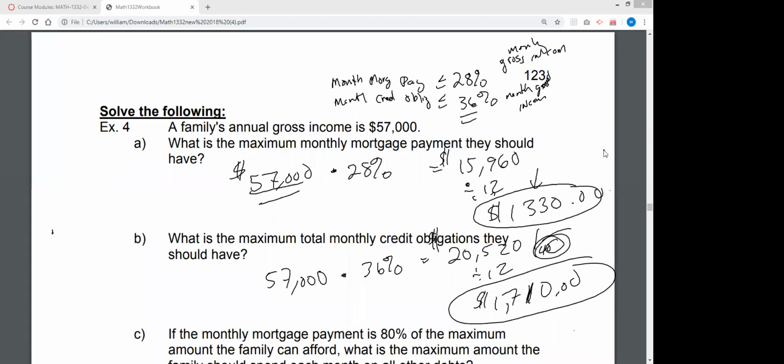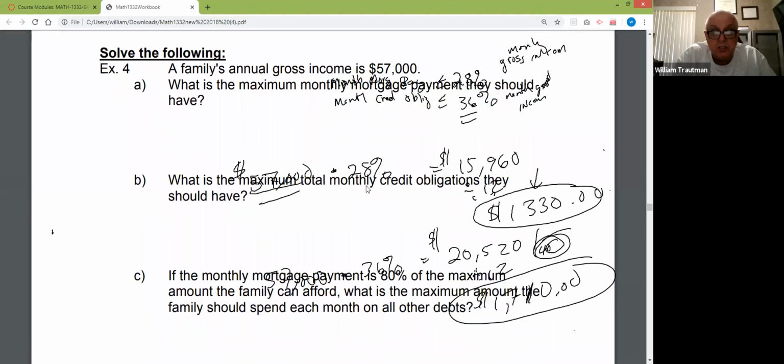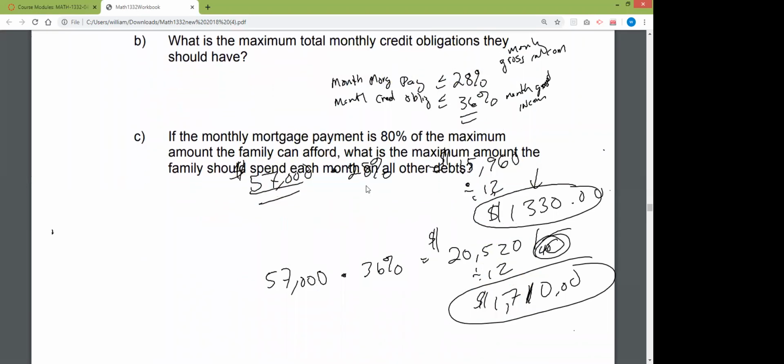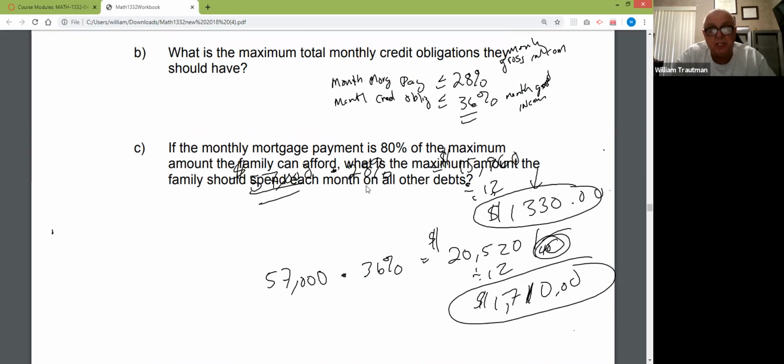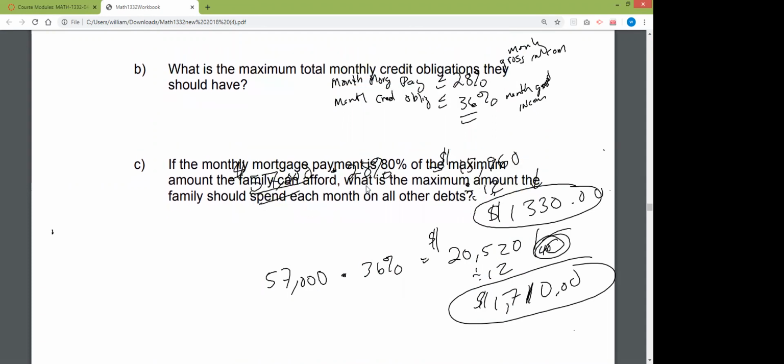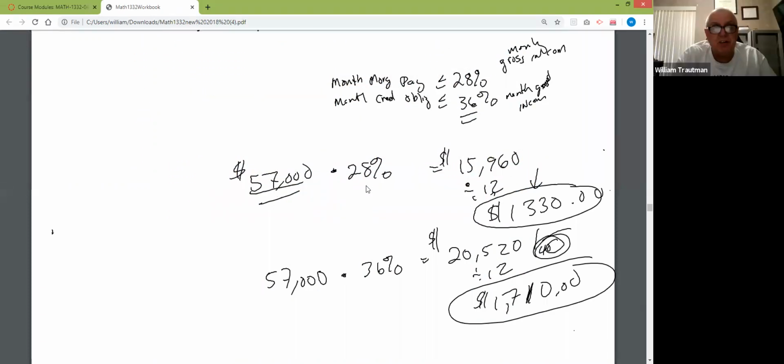All right, I think that's all. Are we going to do part C too? If your monthly payment is 80% of your maximum amount the family can afford, what is the maximum amount the family should spend each month on other debts? No, I'm not too worried about that. All right, well, I did it anyway. Can I get the answer? Sure, give me your answer.